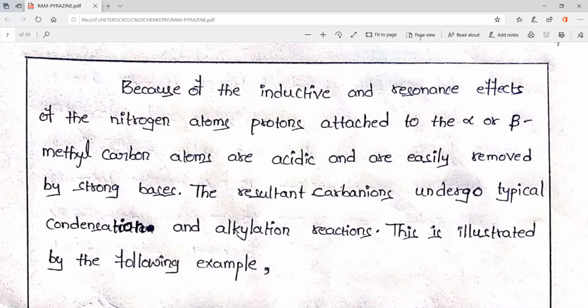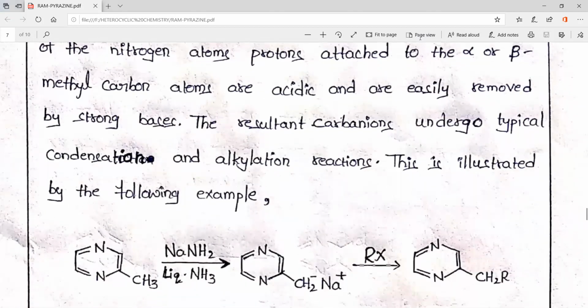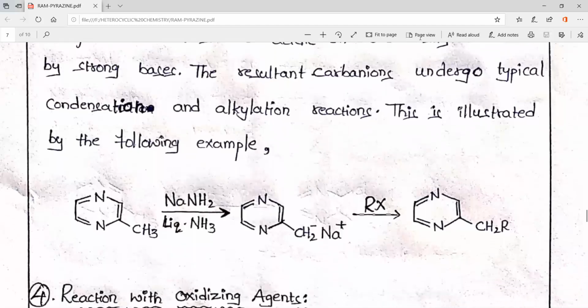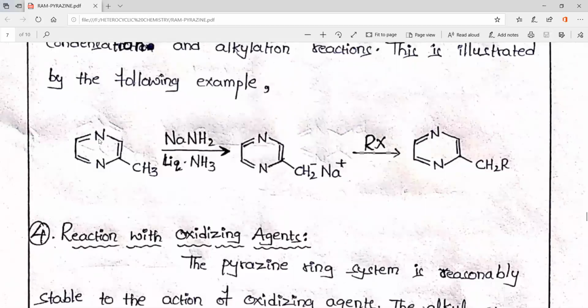Because of the inductive and resonance effects of the nitrogen atoms, protons attached to the alpha or beta methyl carbon atoms are acidic and are easily removed by strong bases. So the resultant carbanions undergo condensation and alkylation reactions. For example, 2-methyl-pyrazine. So these two nitrogen atoms are electron withdrawing in nature.